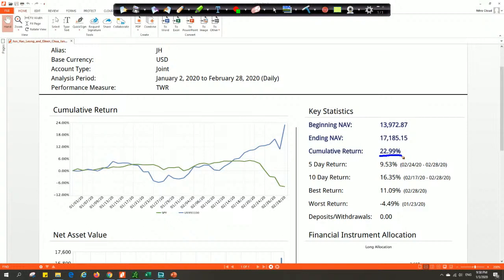And then you can see that the journey so far for me has not been smooth sailing all the way. Since the start of the year, I was on par with the S&P 500, and towards the end of January, you can see that my portfolio dipped instead.